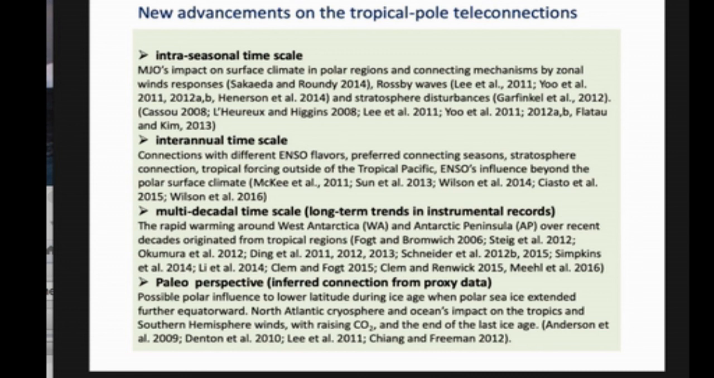And the North Atlantic cryosphere and the ocean impacts on the tropics and Southern Hemisphere winds. And with rising CO2 and when we recover from the Ice Age maximum, there's a signal we can trace back from proxy data with all these people. This is a modeling study, and other people have done a proxy study. But today I'm going to give you some evidence to focus more on the multi-decadal timescale.